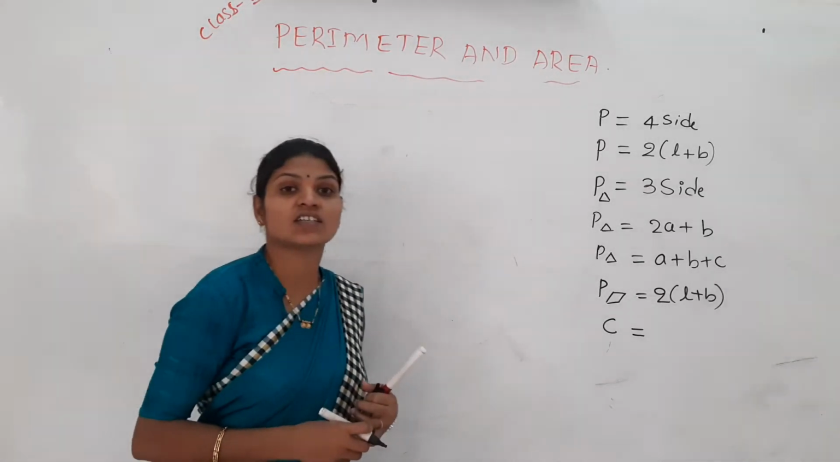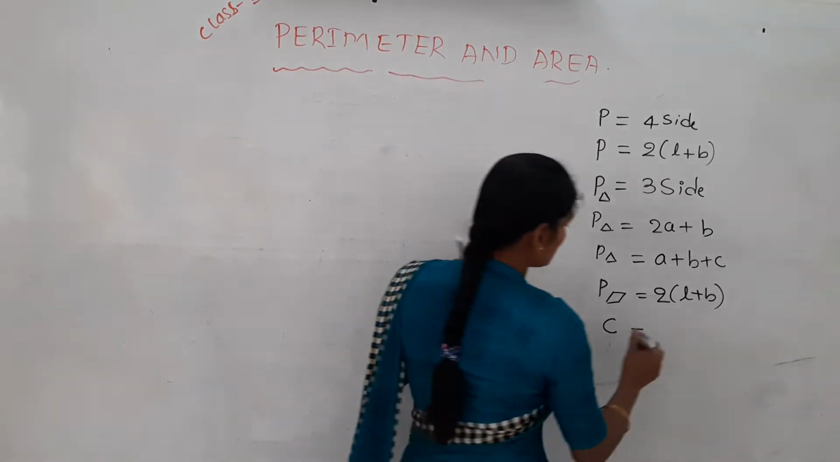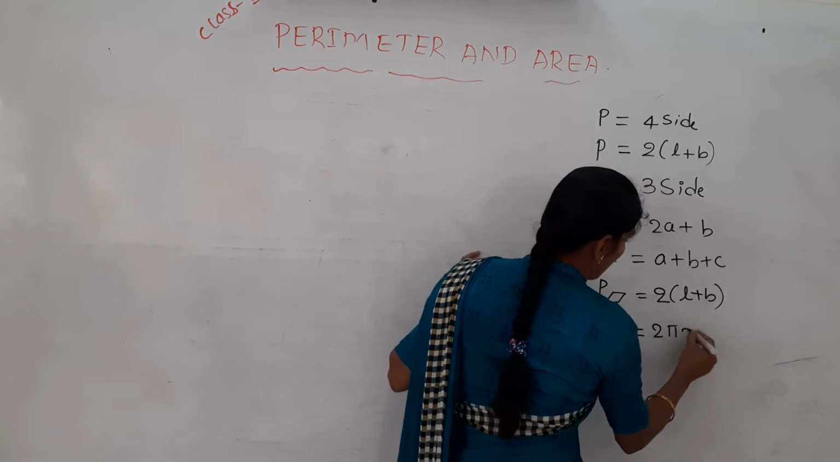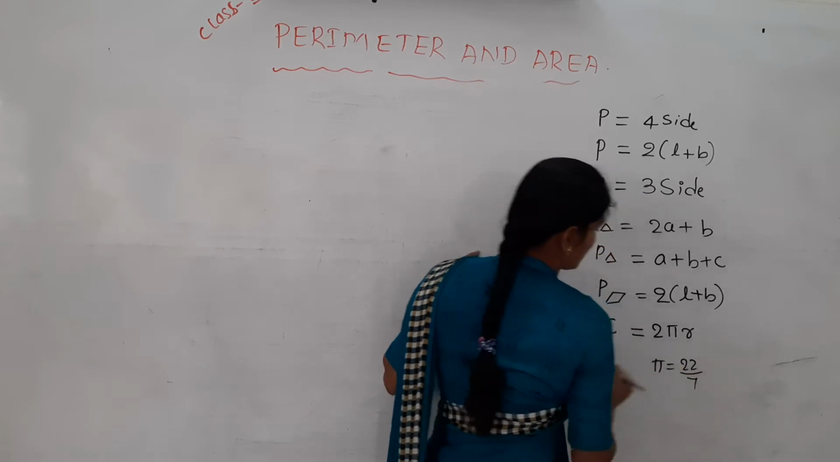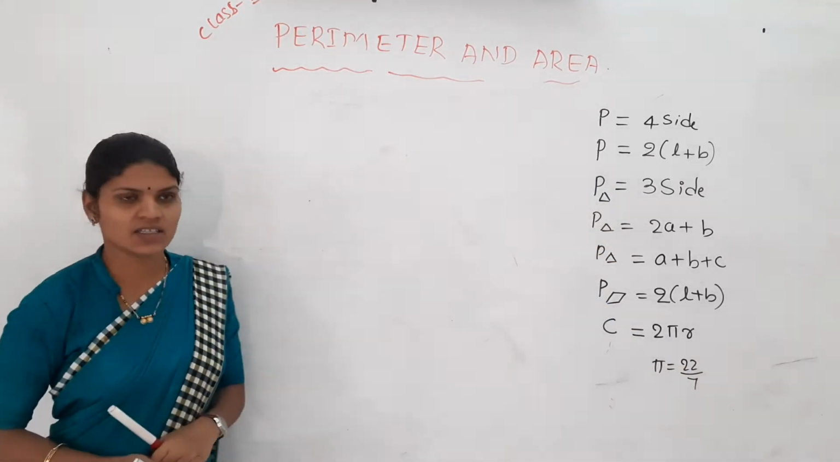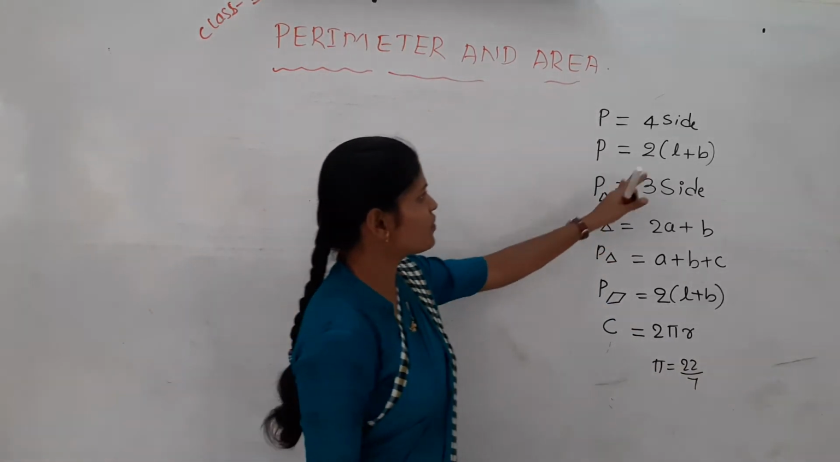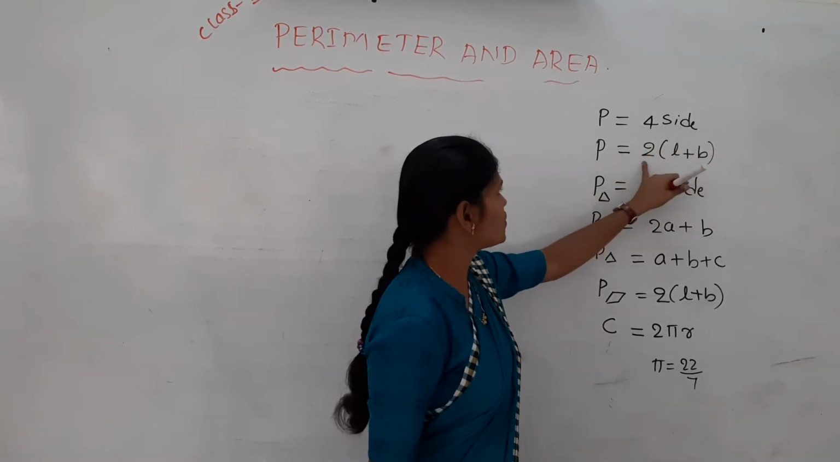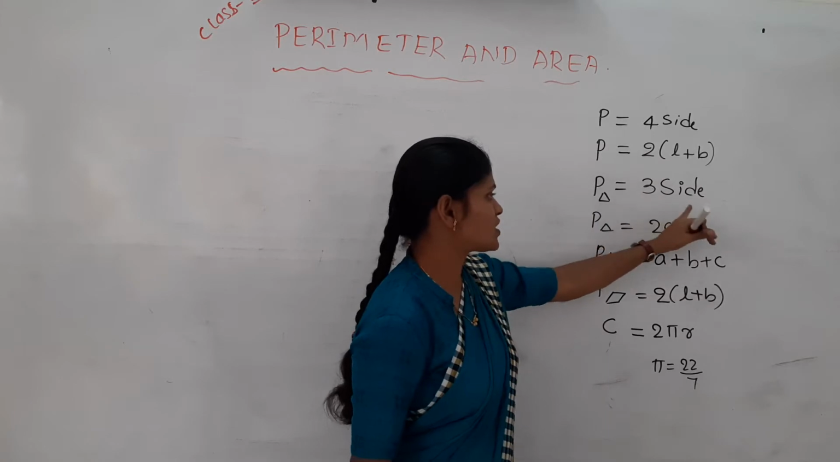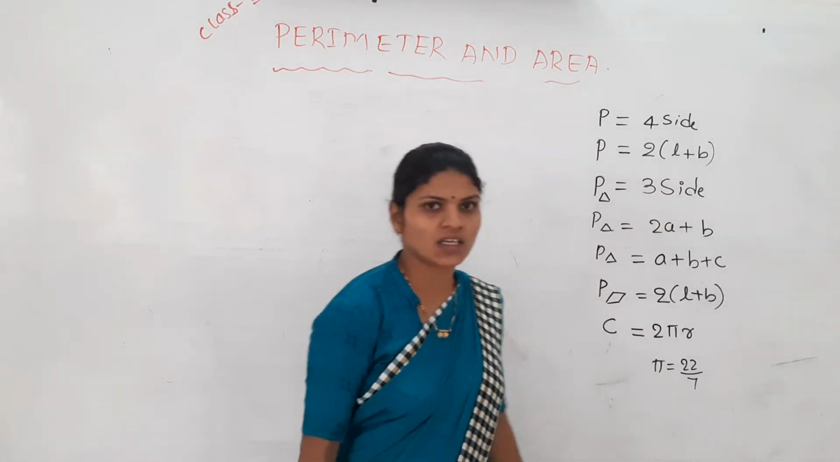How to find the circumference here? C equal to 2 pi r. What is the value of pi here? Pi equal to 22 by 7. These all are in terms of units: 4 into side unit, 2 into l plus b unit, 3 into side unit, 2a plus b in a triangle.